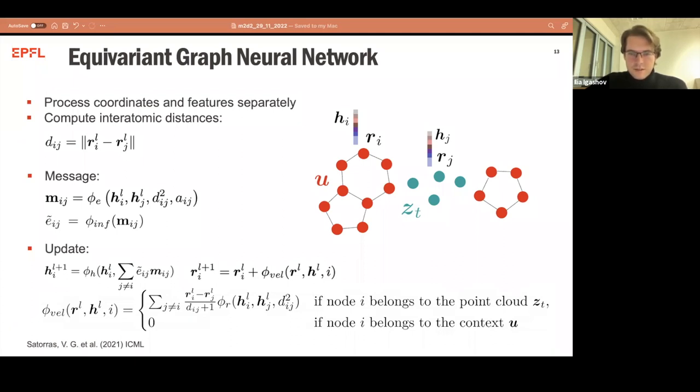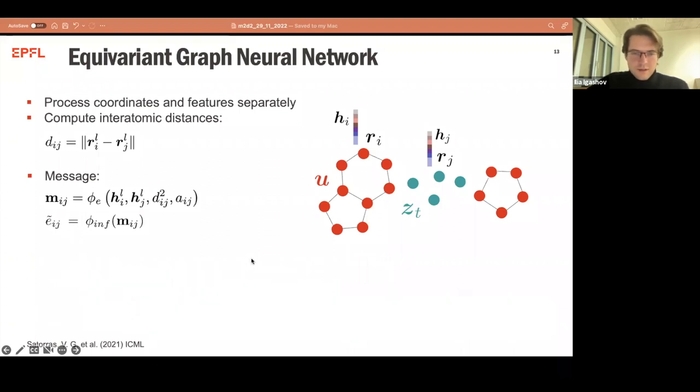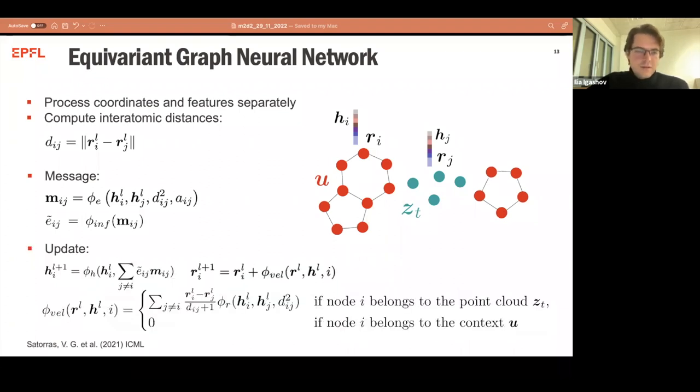Here I should mention that we don't update the coordinates of all nodes, we update only the coordinates of the linker, because the idea is still the same: we want the linker to be changed, but our context is actually fixed and known. So we don't really want to alter the coordinates of atoms that belong to the context because it doesn't make sense. So here, the only difference from the vanilla equivariant graph neural network is that we don't update all coordinates in our graph, but only the coordinates that belong to linker atoms.